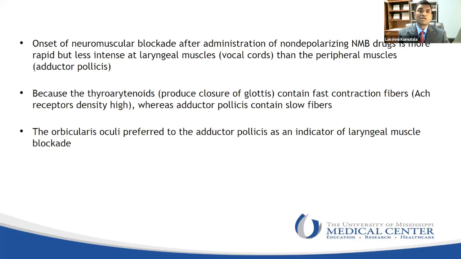The onset of neuromuscular blockade after administration of non-depolarizing neuromuscular blocking drugs is more rapid but less intense at the laryngeal muscles than at the peripheral muscles like the adductor pollicis. This is because the muscles of the glottis, the thyroarytenoid, contain fast contraction fibers with very high acetylcholine receptor density, whereas the adductor pollicis contains slow fibers. The orbicularis oculi is referred to as an indicator for laryngeal muscle blockade at the beginning, but towards the end of the case or during the reversal, the adductor pollicis is the preferable indicator.